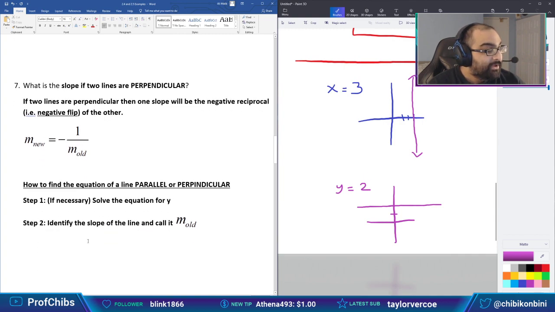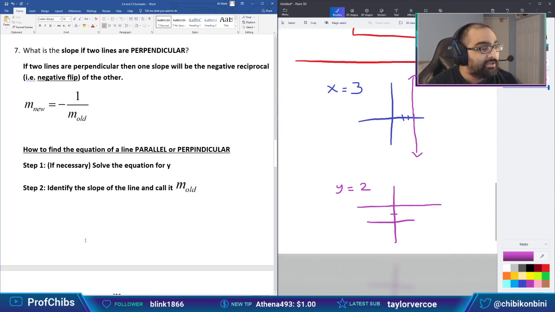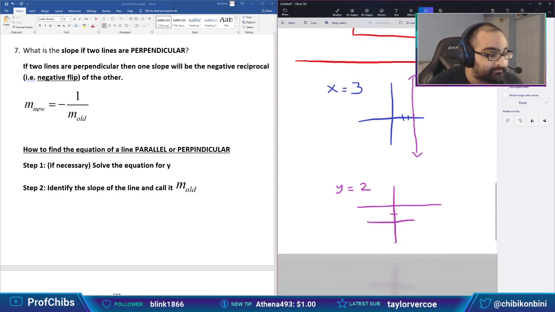Now, the real question is how we find the equation of a line that is either parallel or perpendicular based on the cases that were given. Let's go ahead and take a look, see how it works out.